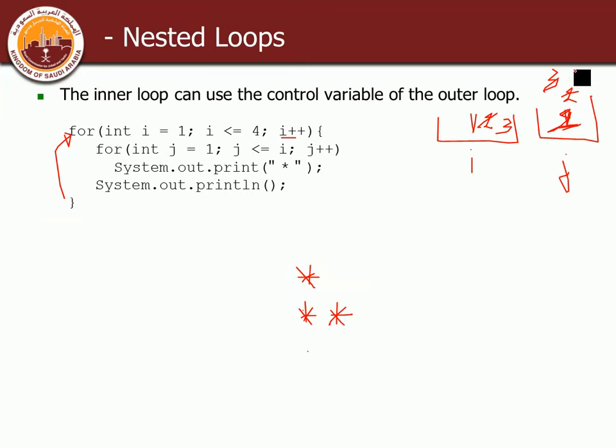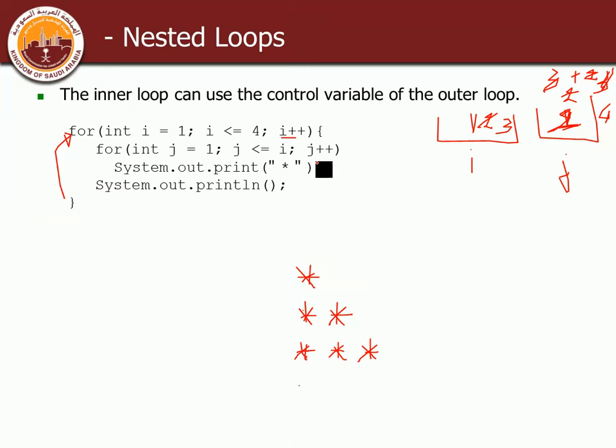Okay, again, j has 1. Is 1 less or equal than 3? Yes, get inside, display 1 star. j becomes 2. 2 less than 3? Yes, display another one. j becomes 3. Is 3 less or equal to 3? Yes. I get inside, display a third star. And then j becomes 4. Is 4 less or equal to 3? No. Get out, go back to the line. So you get the point.